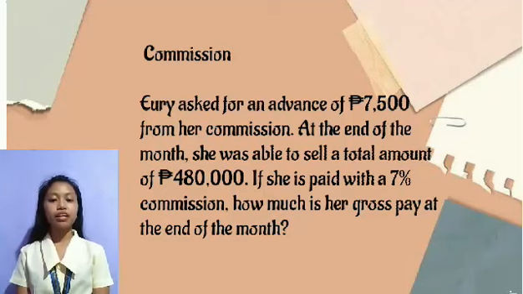Yuri asked for an advance of 7,500 pesos from her commission. At the end of the month, she was able to sell a total amount of 480,000 pesos. If she is paid with 7% commission, how much is her gross pay at the end of the month?